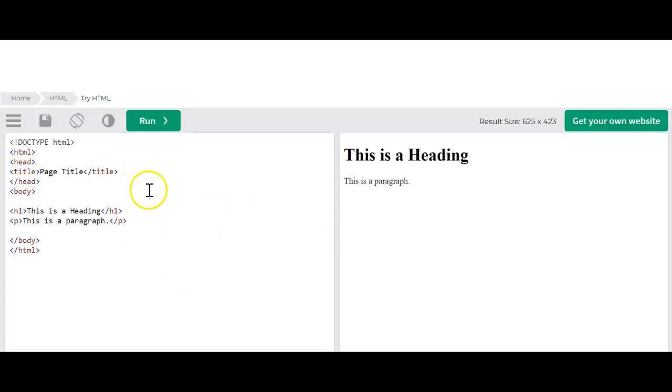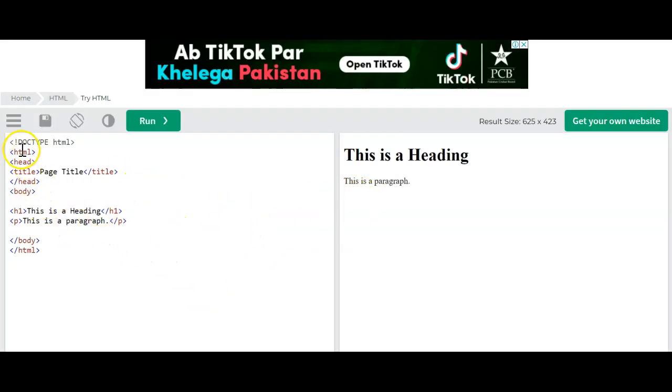If I click on Try it Yourself, you can write the code online so that I can see what is happening. For example, this is a sample code showing the page title. It has a head section and a body section. You don't need to remember it, just for basic understanding. This is the heading tag. It is showing this is heading 1. Okay, I will say heading 1.